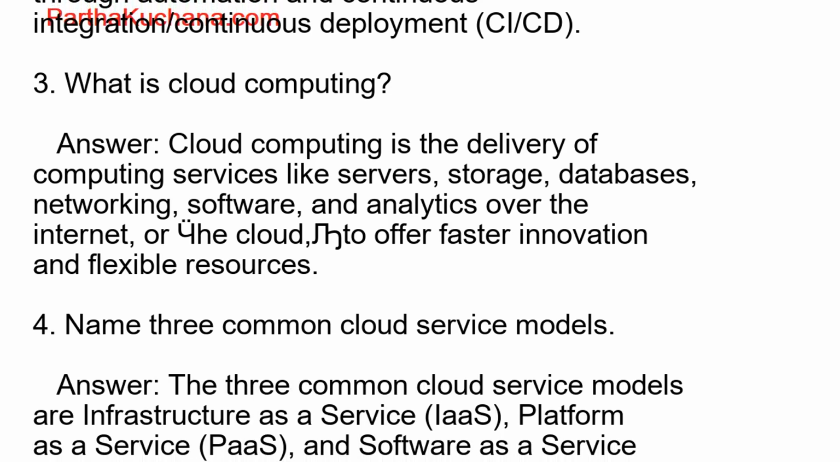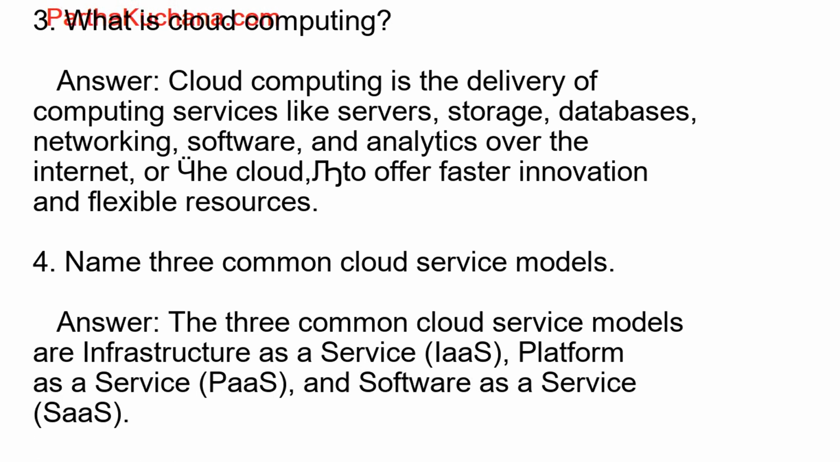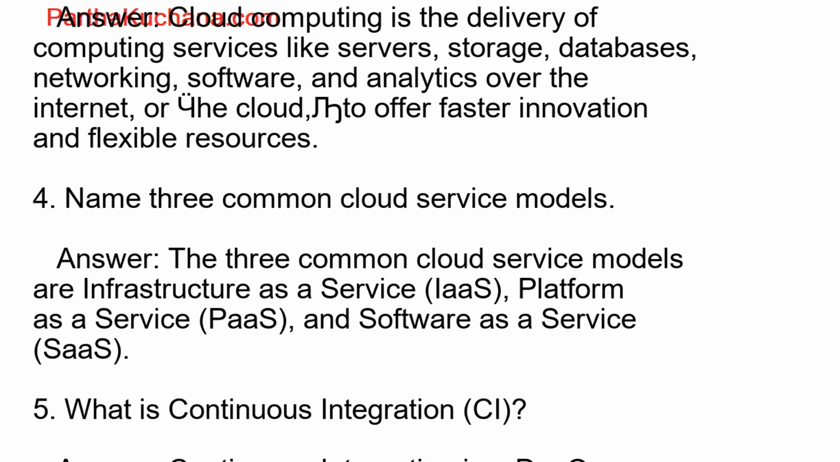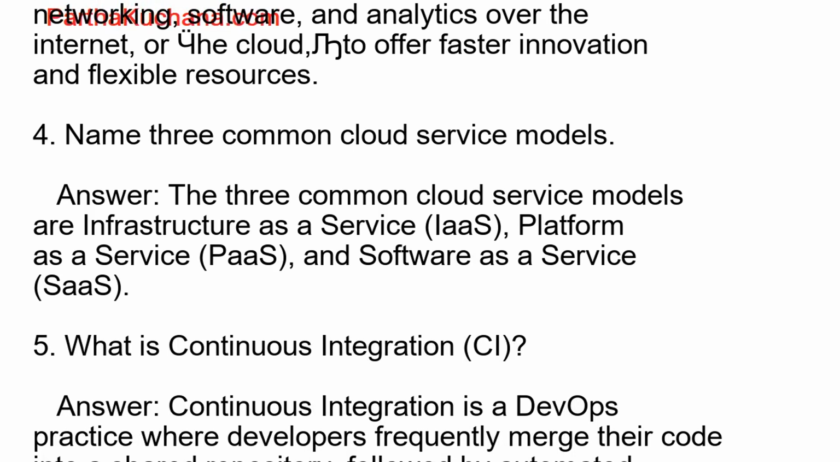5. What is continuous integration (CI)? Answer. Continuous integration is a DevOps practice where developers frequently merge their code into a shared repository, followed by automated builds and testing to detect problems early.